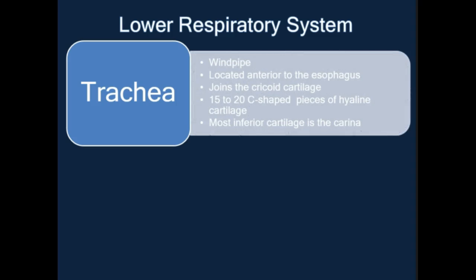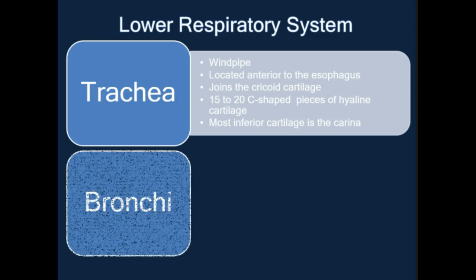The trachea or windpipe is located in front of the esophagus. It joins the cricoid cartilage and is followed by 15 to 20 C-shaped pieces of hyaline cartilage. The most inferior cartilage in the trachea is the carina.